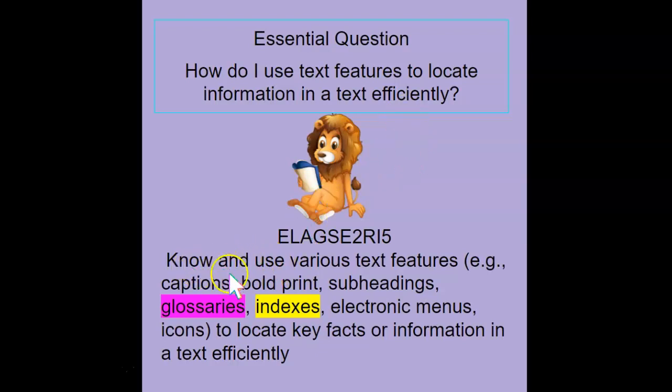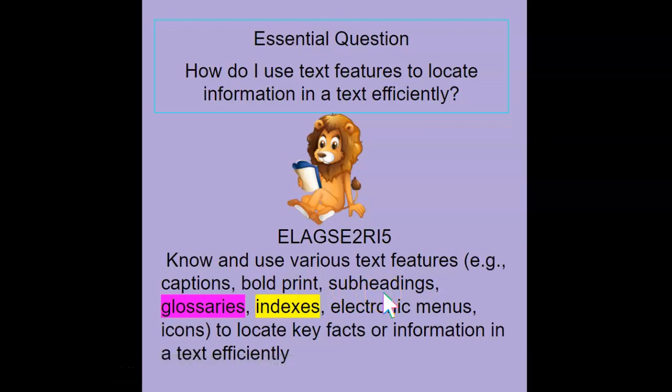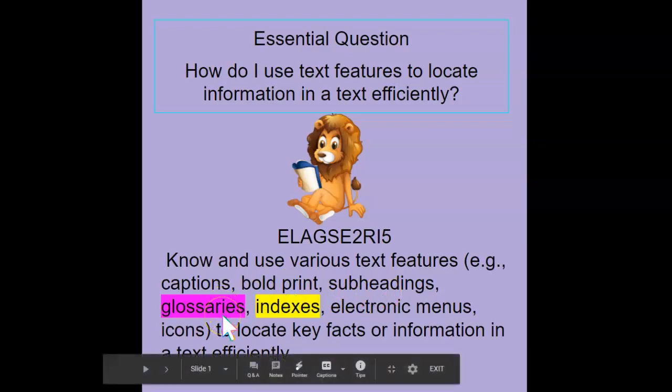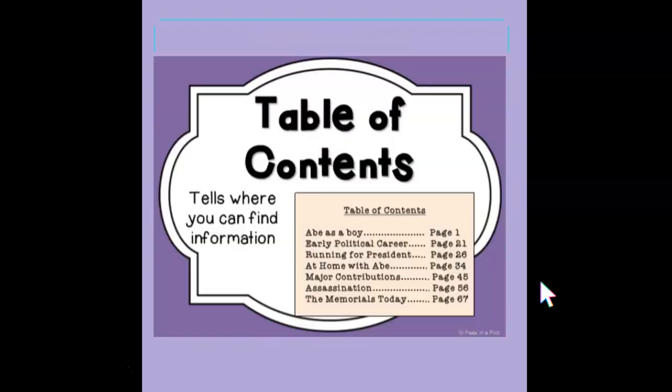All right, we are going to know and use various text features. We've learned about captions, bold print for those keywords, subheadings. Now we're going to focus on glossaries and indexes, and then we have two more that we need to learn. To locate key facts and information in a text efficiently, the best way possible. All right, let's go over a few of these.